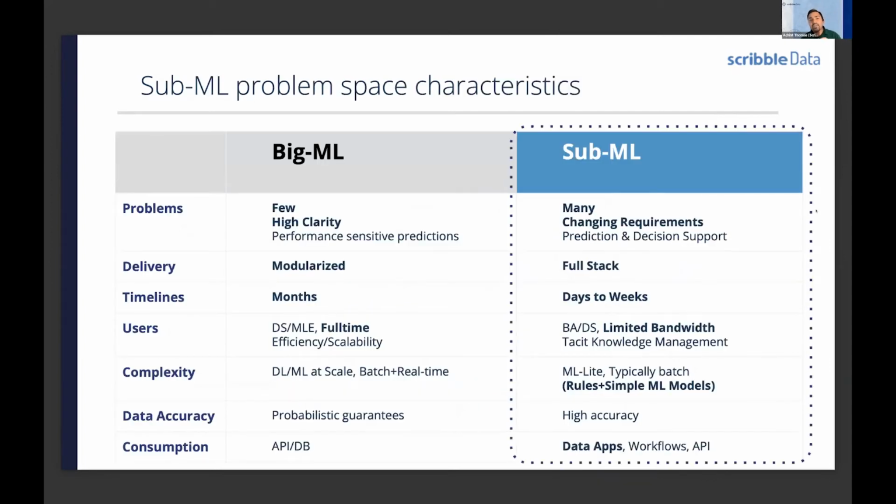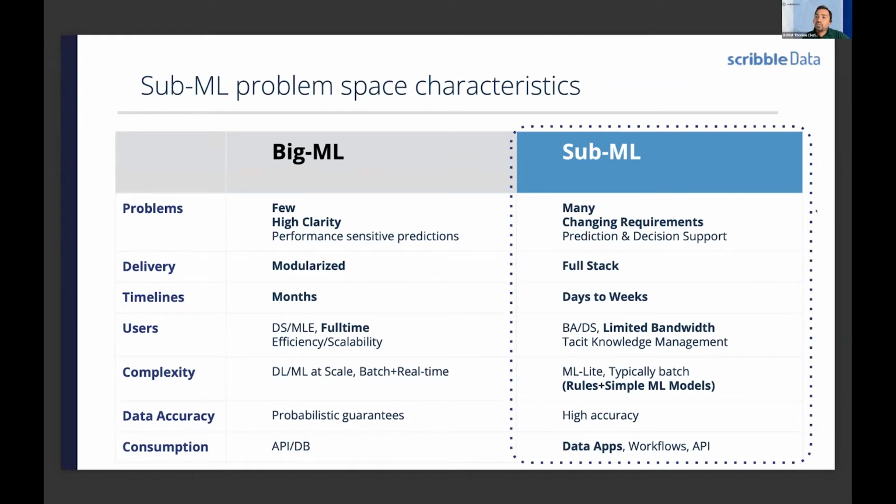So the sub-ML problem space is characterized differently from what traditional ML looks at. Where in traditional big ML, we look at a few problems where there's high clarity on what needs to be done and where performance is important. In sub-ML, you talk about a large number of problems, this huge space and a long tail of problems with changing requirements. The delivery, which means the data needs to be delivered somewhere, and then the data needs to be consumed.